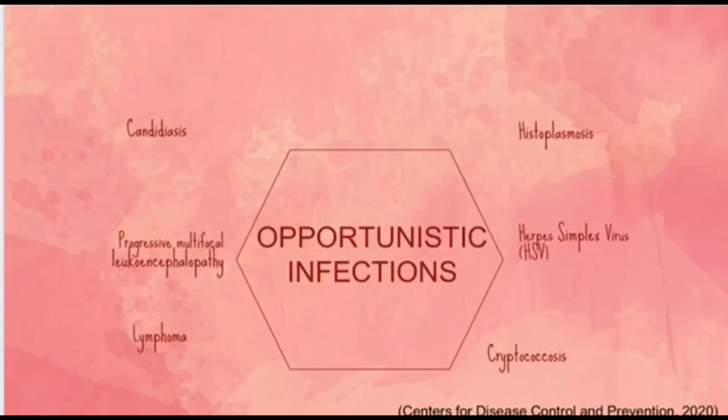Next is cryptococcosis, which is caused by a fungal infection that typically enters the body through the lung and causes pneumonia. The other opportunistic infection is herpes simplex virus (HSV), which is inactive in most people but can reactivate in HIV patients. Progressive multifocal leukoencephalopathy is a rare brain and spinal cord disease that is seen almost exclusively in people with a weak immune system.